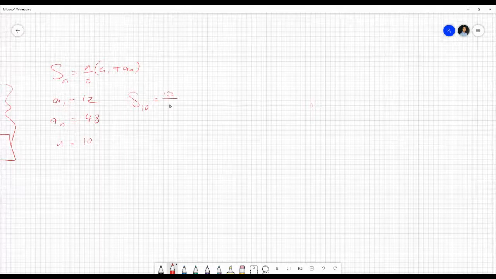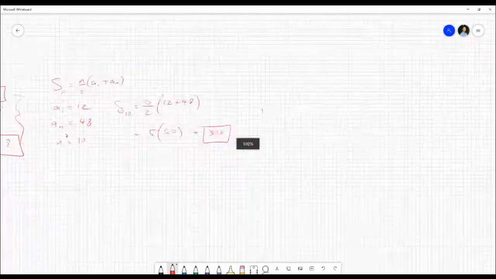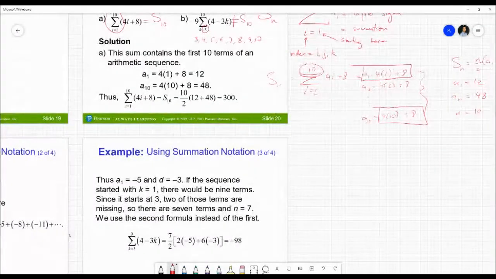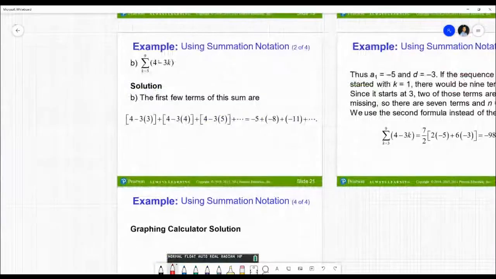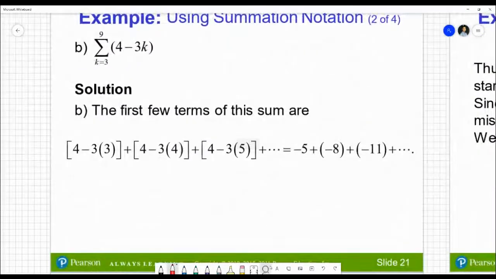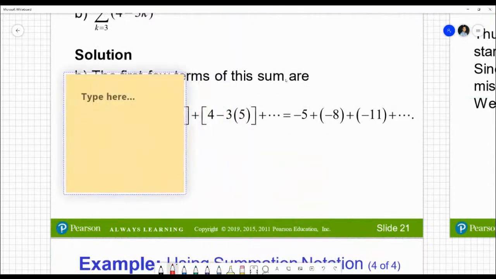Now we can plug it in to find out what S of 10 is equal to. So we have 10 divided by 2, times 12 plus 48. That's 5 times 60. That equals 300. Okay, pretty easy. There we go, we have 300. Okay, I'll give you some time to do this one. And I'll show you how to use the formula after.